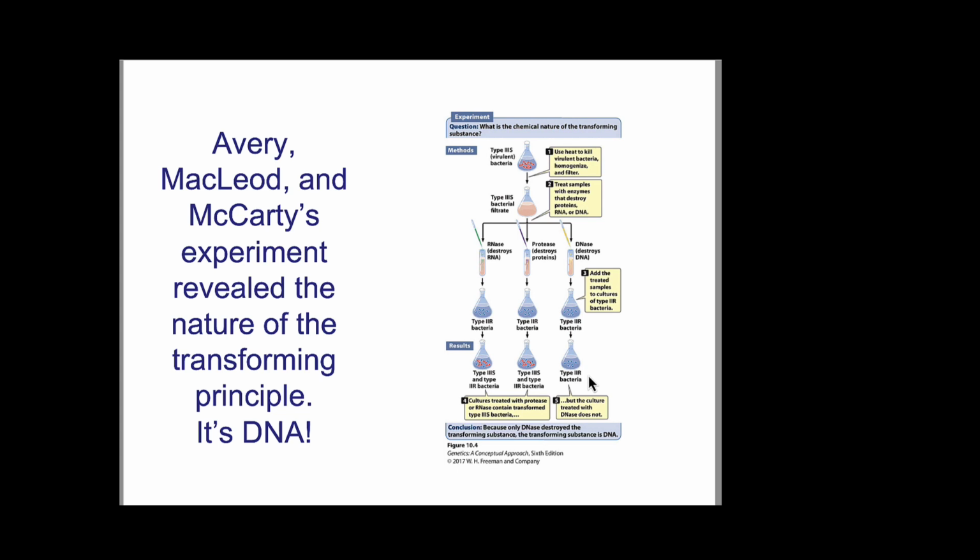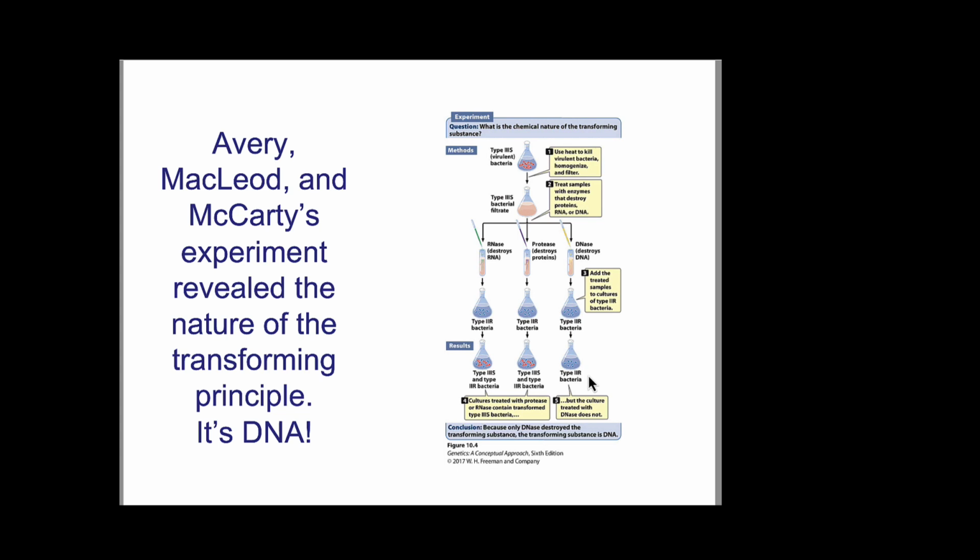Okay, so that is the transforming principle study. Avery, McLeod, and McCarty's experiment built off of Griffith's experiment. But in this case, they did the same thing, but what they used were enzymes that specifically destroyed the components in question, because at this time they didn't know what was the transforming principle. Was DNA responsible for heredity? Was RNA responsible, or was protein responsible?